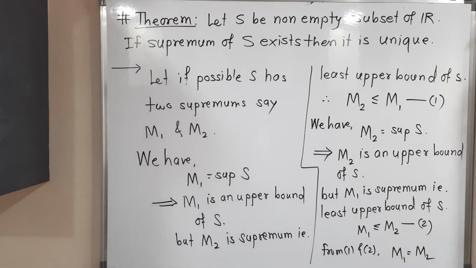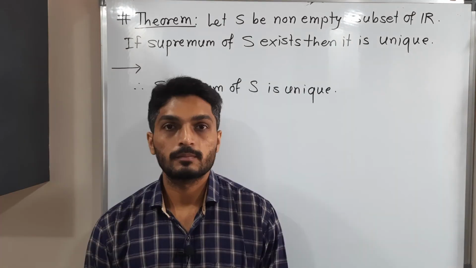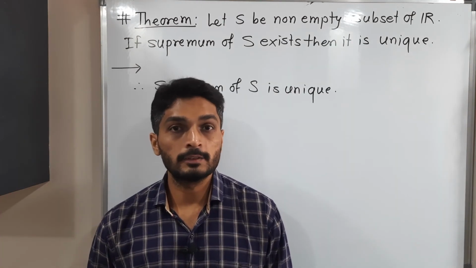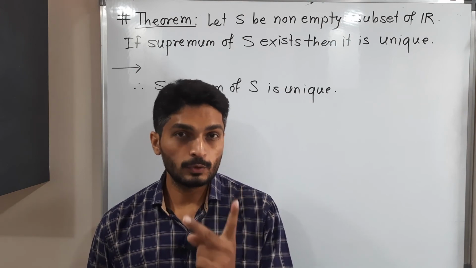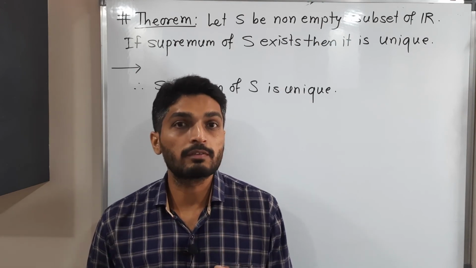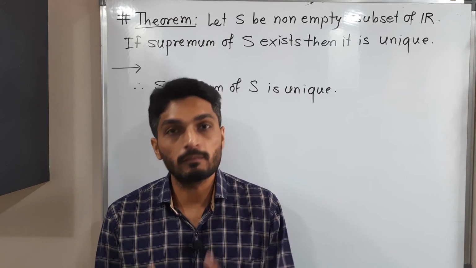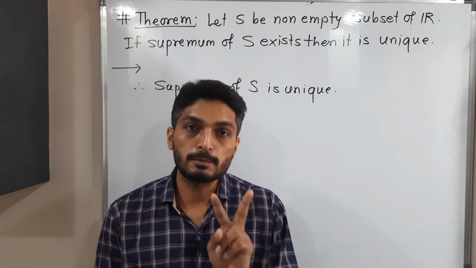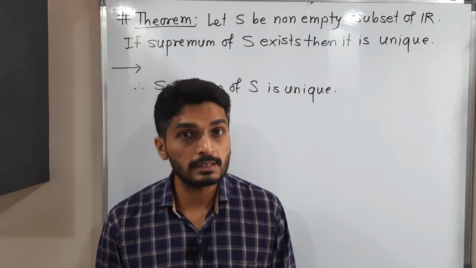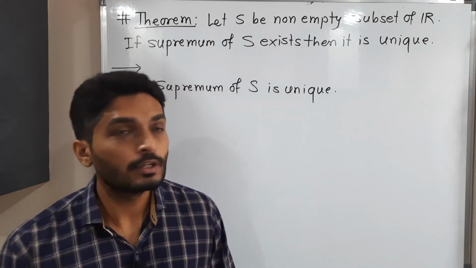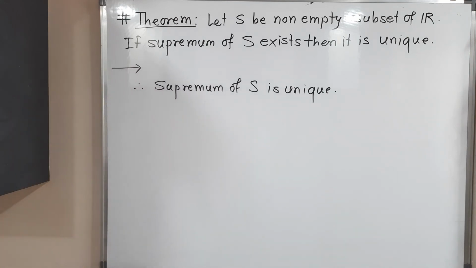Make a screenshot of it, then we will go further. We started by assuming S has two supremums, M1 and M2, and finally what we got is M1 is equal to M2. That means both supremums are the same. So that means the given set S has a unique supremum. It has only one supremum.